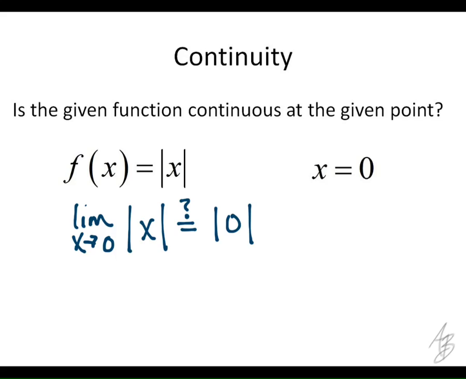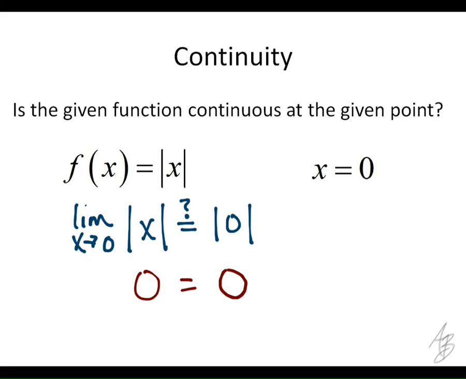It's continuous at that point. And all we're testing right now is continuity at a point. So we just want to know at that point is it continuous. What is the limit as x approaches 0 of absolute value of x? 0. And what is the absolute value of 0? 0. They're equal, so that means that it is continuous.